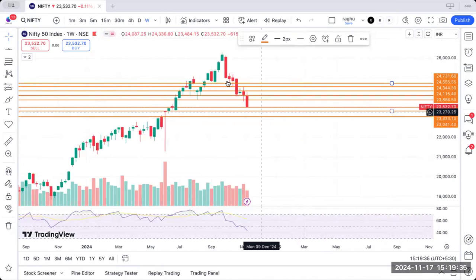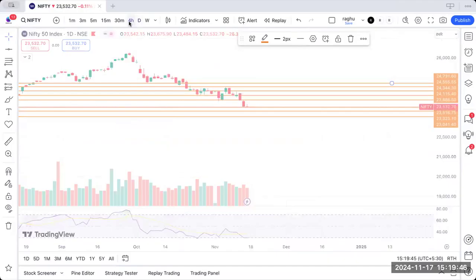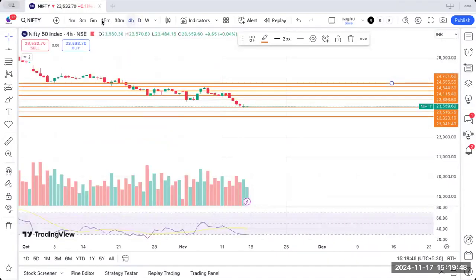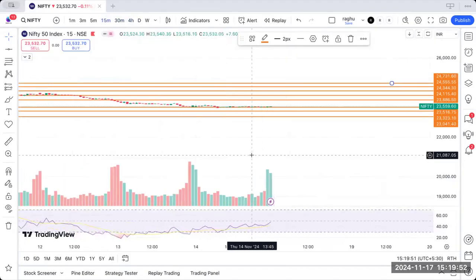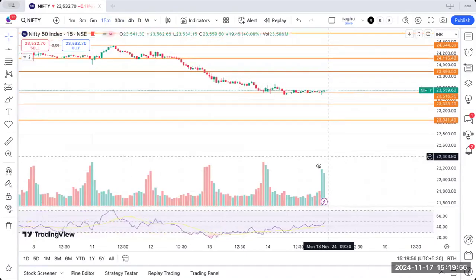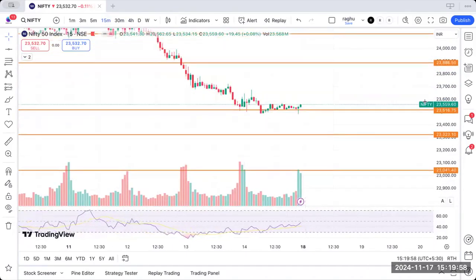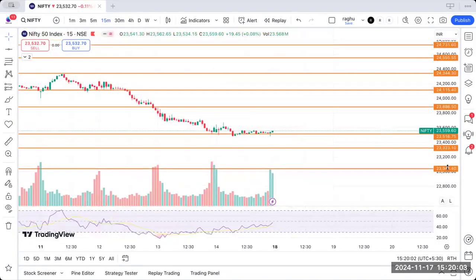So these are all the markings we did for the Nifty. Now your trade plan is ready for the next day. We are talking only about the Nifty here. So I'll go to the 4 hours or 30 minutes or 15 minutes. I have my trade plan ready and I know exactly what my setup is for the next day based on the price action. Pure price action. So this is the 15-minute chart.